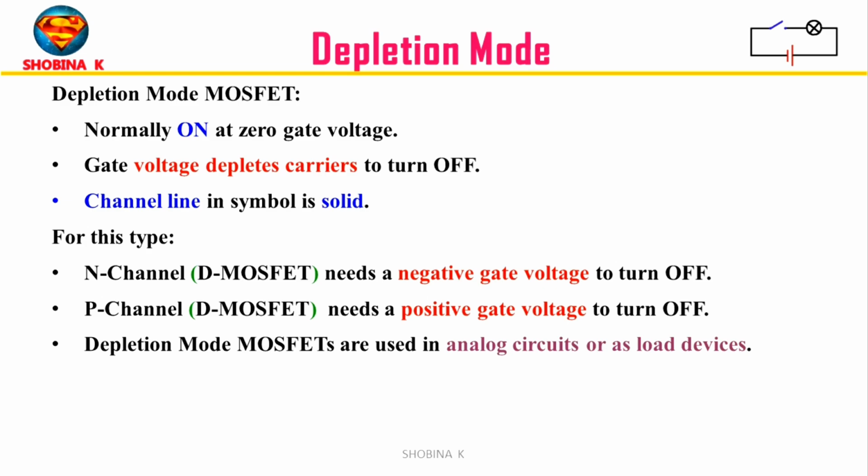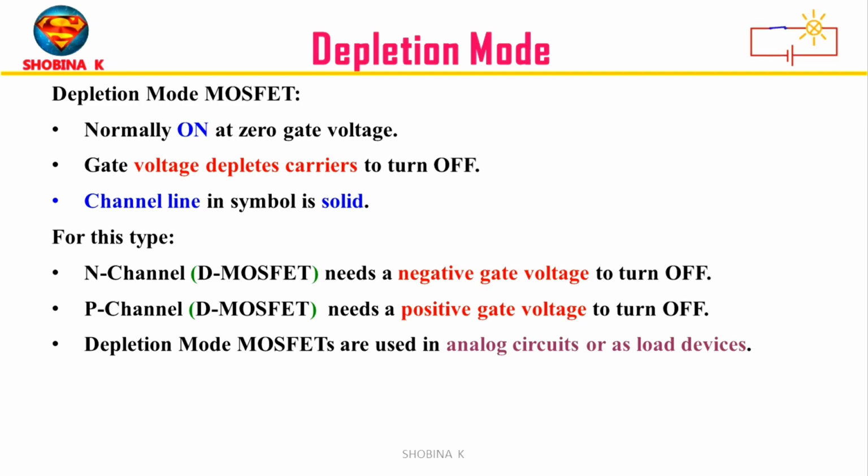The symbol for this MOSFET has a solid channel line, showing that the channel is always there. In the circuit symbol, the only difference between a DMOSFET and an E-MOSFET is the line inside the channel. In a DMOSFET, a solid line means the channel already exists. In an E-MOSFET, a dashed line means the channel appears only when gate voltage is applied.